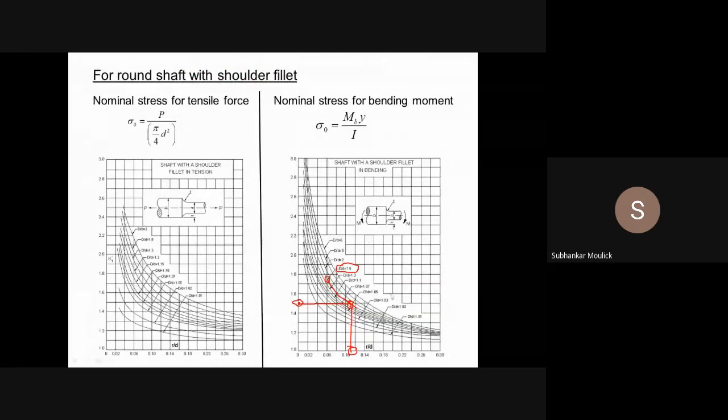See, this is page number 7.14. Fine. So for round shaft with shoulder fillet in bending, corresponding to KT equal to 1.5 and capital D by small d equal to 1.5, we got small r by d equal to 0.16. You have to write it down every time whenever you are using any data from the design data book, whether in this module or in some other module. Every time you have to write it down.